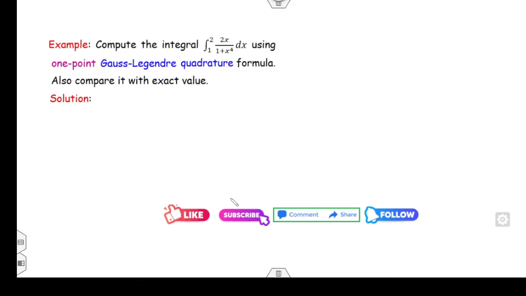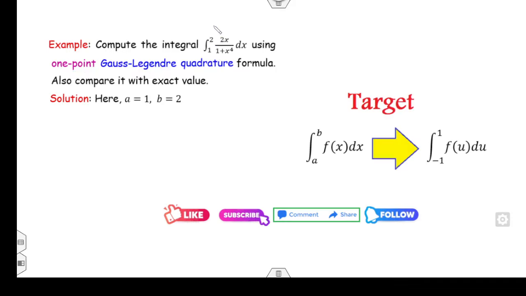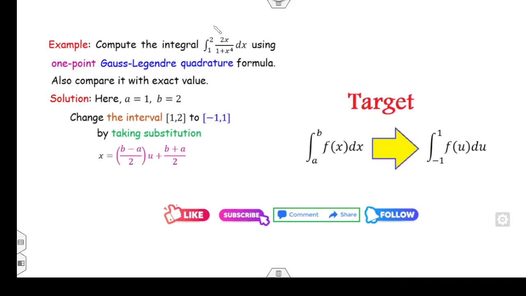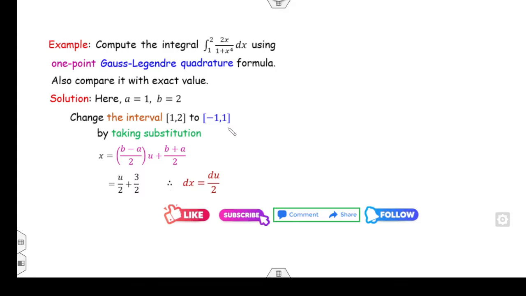Look at this another one. Compute the integral by using the 1-point Gauss Quadrature formula. Again you can see the limits are not from -1 to +1. So I can change the limits by using the substitution (b minus a)/2, (b plus a)/2. Therefore dx will be half of du. I can substitute both the values x and dx in the given function.